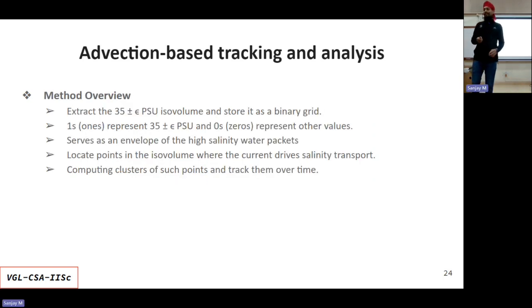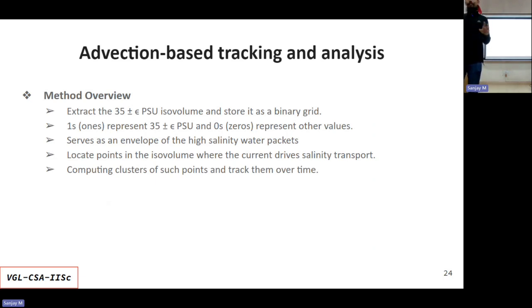Now, we want to do something similar. We want to see how the high salinity core moves due to advection. So here we focus on 35 plus or minus epsilon PSU. Instead of tracking the whole isovolume again, we thought of looking at just the boundary near the boundary that we had computed.